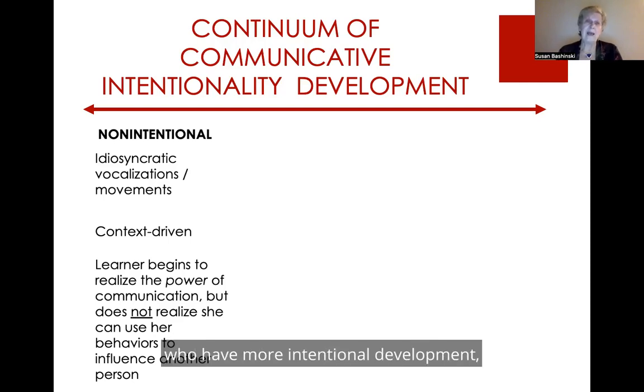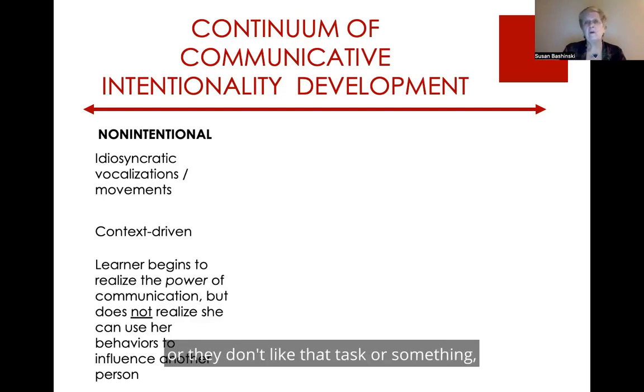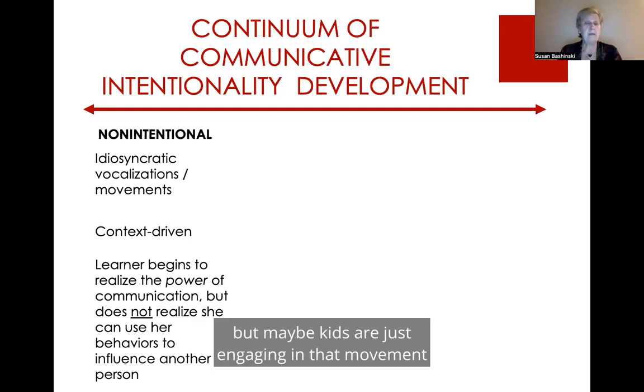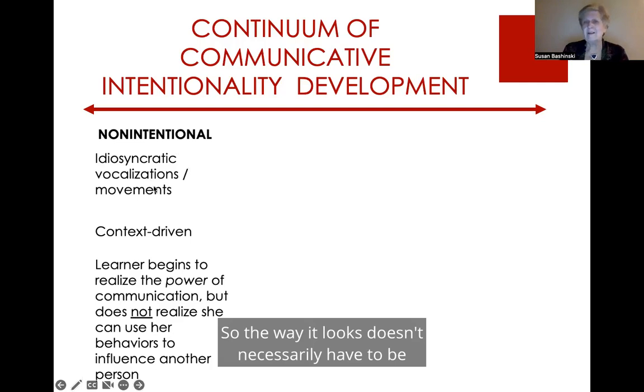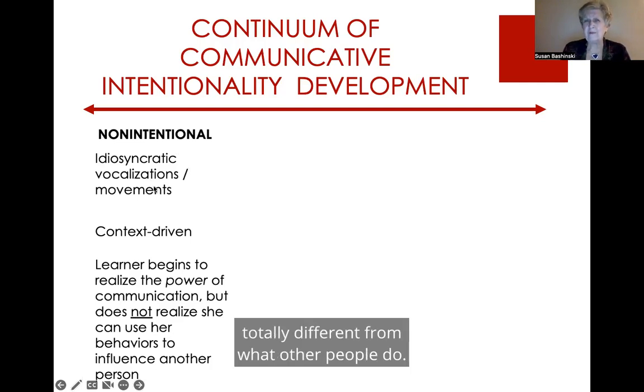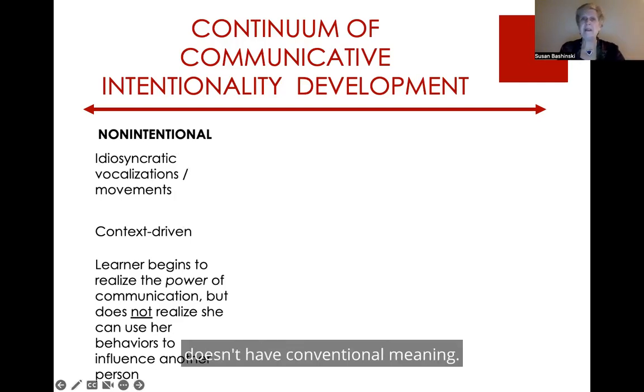Sometimes kids will push things off their wheelchair tray or their bedside table or their desk, whereas a lot of kids who have more intentional development could be pushing that off to try to get you to come over there and give them something different to do because they're bored or they don't like that task. But maybe kids are just engaging in that movement because something's there and it's something to engage them. So the way it looks doesn't necessarily have to be totally different from what other people do, but what the learner does at the non-intentional stage doesn't have conventional meaning.